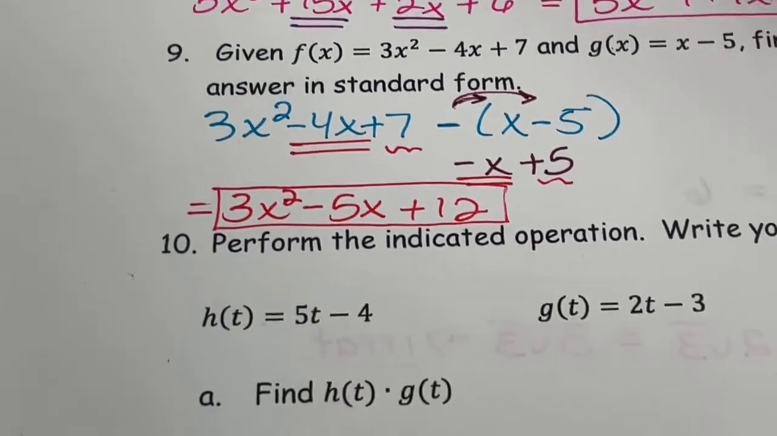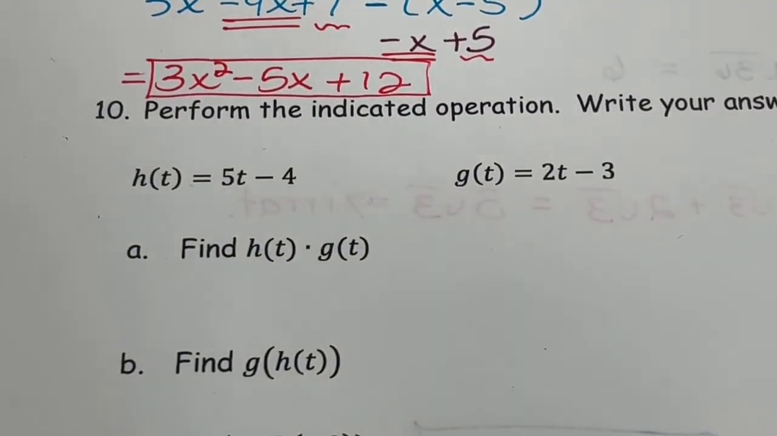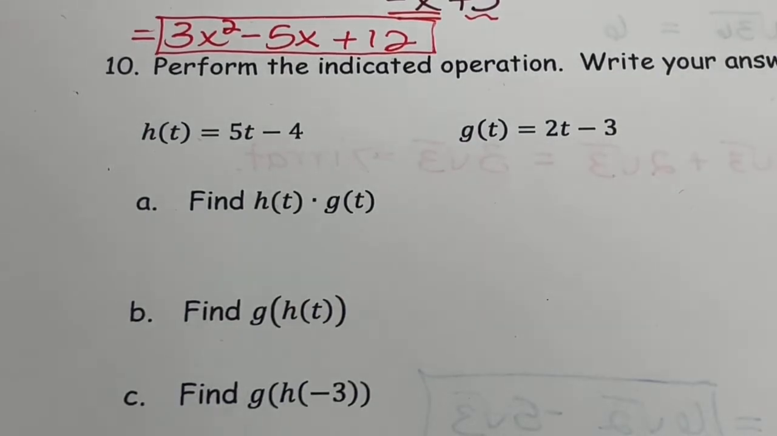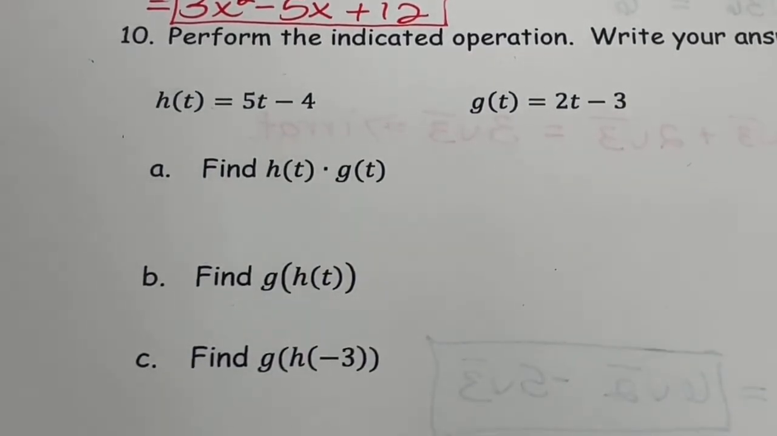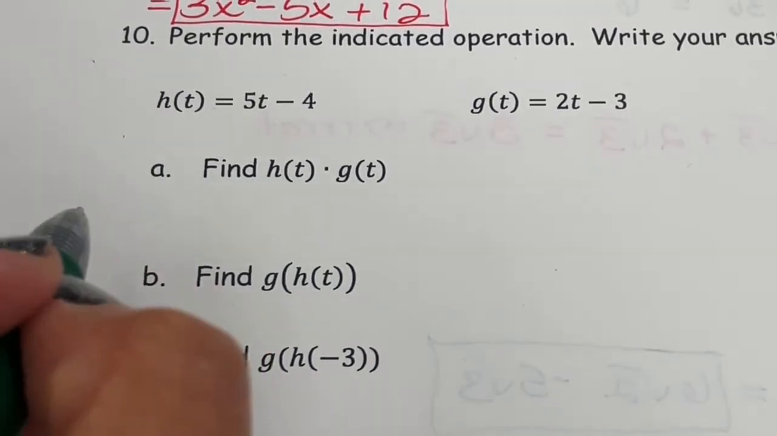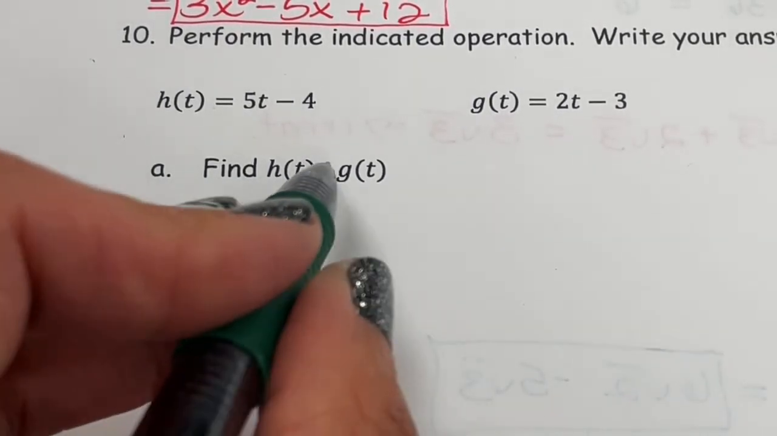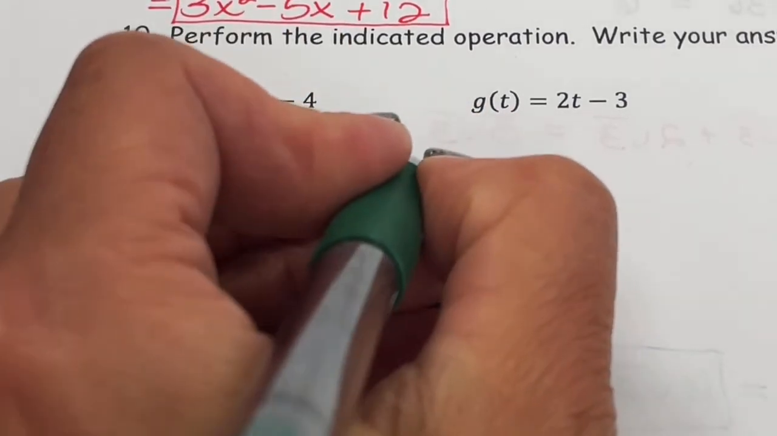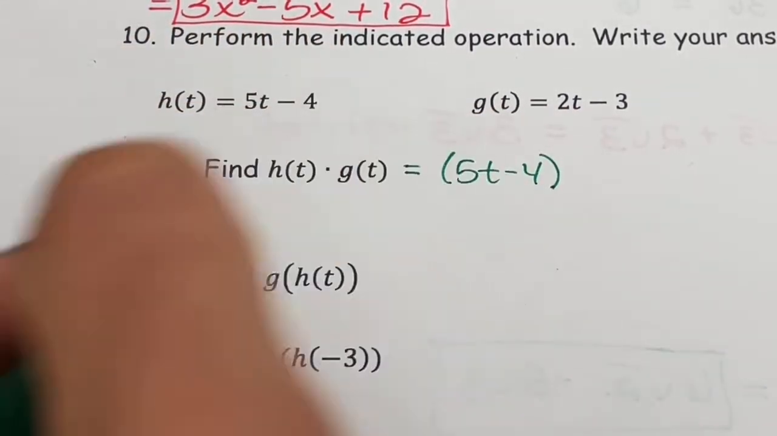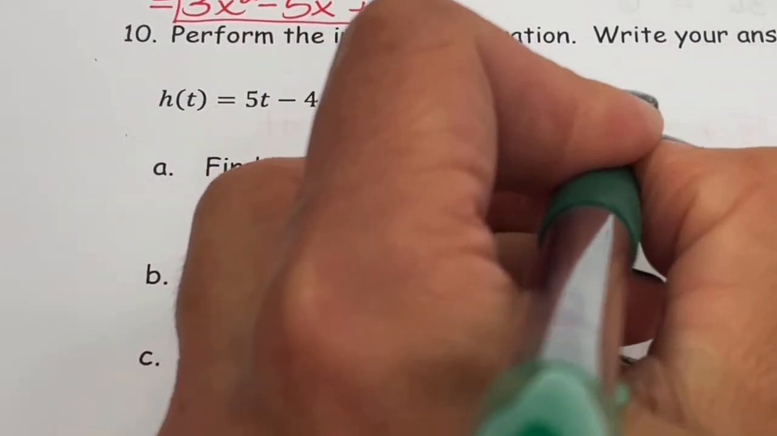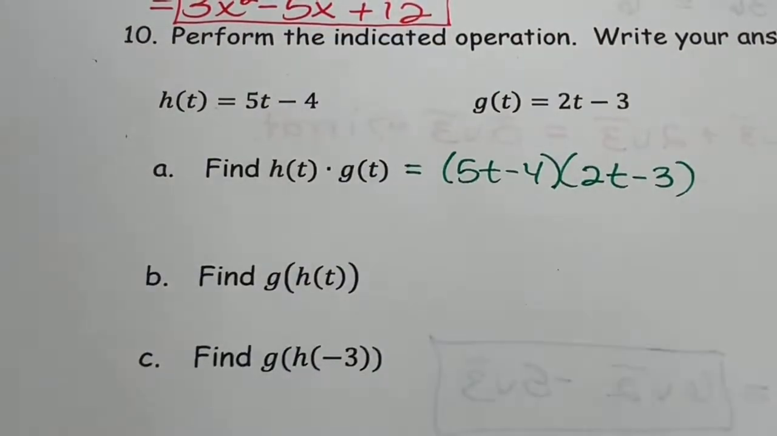All right, and then number 10. Perform the indicated operation. I have h of t and g of t. The first one says find h of t times g of t. So you have to take the h of t function, 5t minus 4, and multiply it by the g of t function, 2t minus 3. And then we're foiling it out.